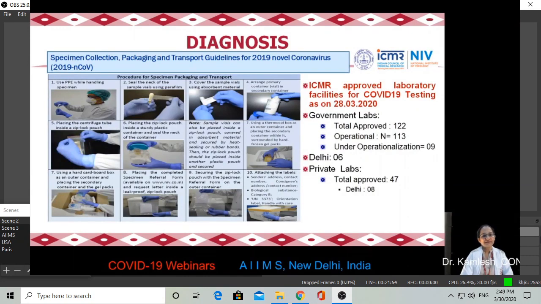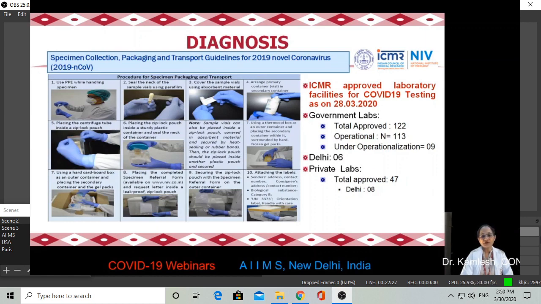What is the procedure for specimen packaging and transport? For this, use personal protective equipment while handling the specimen. Seal the neck of the sample vials using parafilm appropriately. Cover the sample vials using adsorbent material. Arrange primary containers appropriately. Place the centrifuge tubes inside a Ziploc pouch. Place the Ziploc pouch in turn inside a sturdy plastic container and seal the neck of the container.